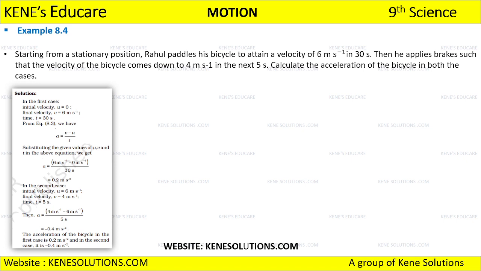After this, here we have an example 8.4. See, starting from a stationary position, Rahul paddles his bicycle to attain a velocity of 6 meters per second in 30 seconds. Then he applies brake such that the velocity of the bicycle comes down to 4 meter per second in the next 5 seconds. So, calculate the acceleration of the bicycle in both the cases. So, how will you do that?